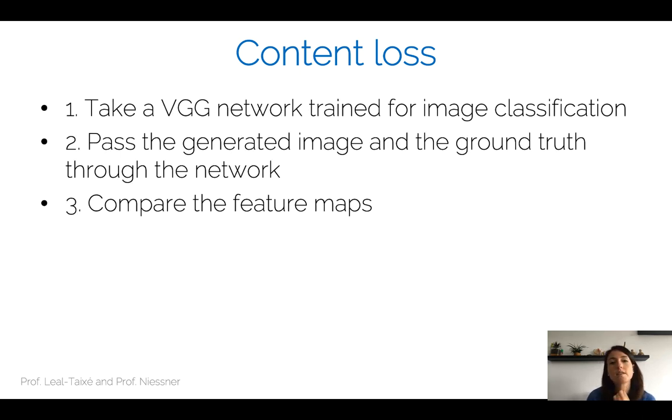How this works is you usually take a VGG network. These content losses are usually computed by using a rather simple VGG network, which is trained on ImageNet for image classification. Now you pass both the generated image and the ground truth image through the network. And essentially, what the content loss is doing is comparing the feature maps.